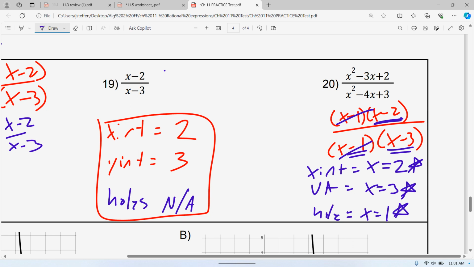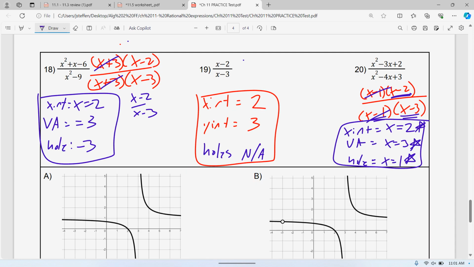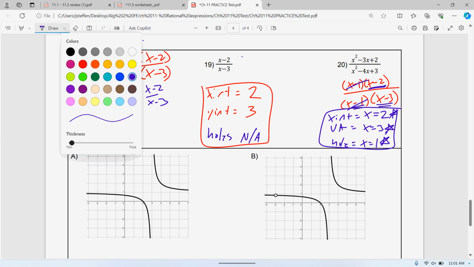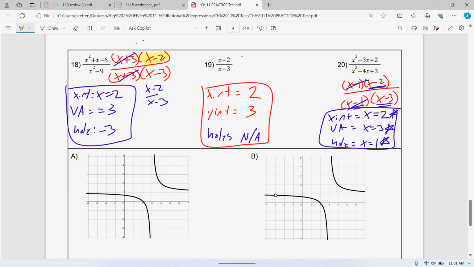So now our graphs, and honestly, if you know how to find some of these, like if you notice, the hole is different for all of them. So as long as you find the hole, you're good to go. And actually, if you look, every single one of them is the same graph. X minus 2 over x minus 3. So they're all the same graph. The only difference is the hole. So that's what you can check.